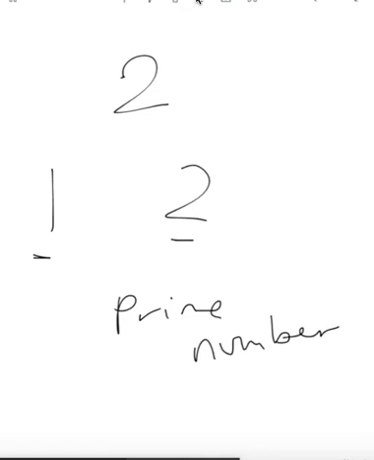Now 2 is a special number. 2 is the only prime number that is an even number. Okay, so only prime number that is even. So that might be a test question. What number is an even number that's a prime number? And it has to be 2. So try this one here.